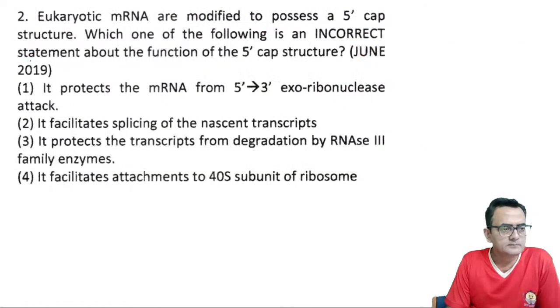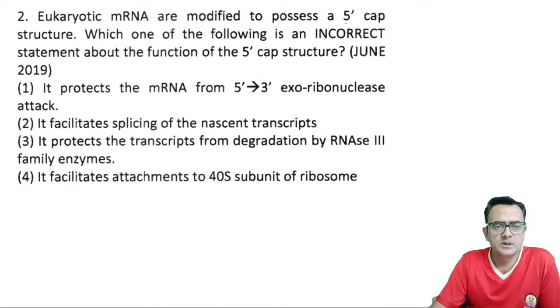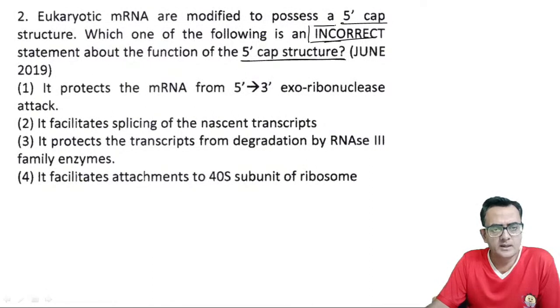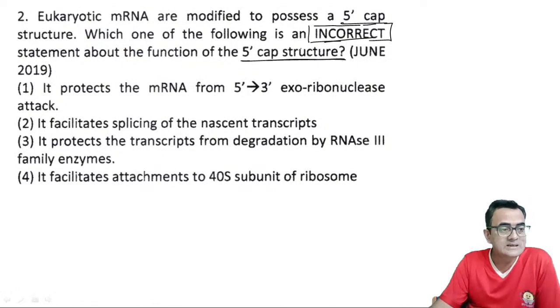Next question is the eukaryotic mRNA are modified to possess a 5' cap structure. Which one of the following is an incorrect statement about the function of the 5' cap structure? Always be careful when they are asking for the incorrect statement, not the correct statement. Chances of silly mistakes are there. So which of the following is incorrect?